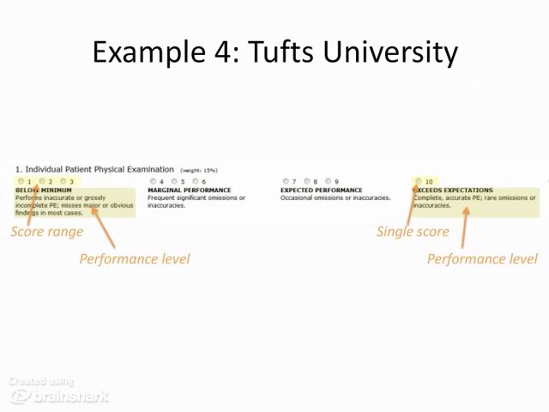In some cases, a performance level may have a range of scores rather than a single score associated with it. In this example taken from Tufts University, the performance level labeled below minimum has a score range of 1 to 3. The Mobiquitous Performance Framework specification allows you to indicate an individual score or a score range for a performance level.